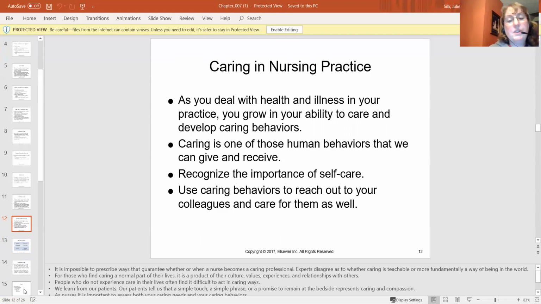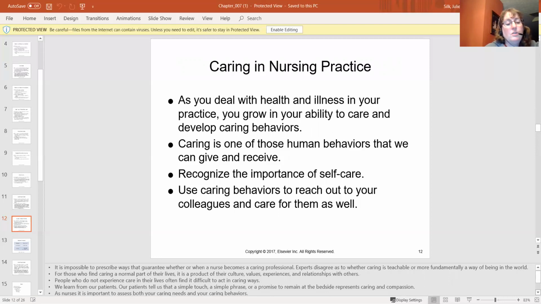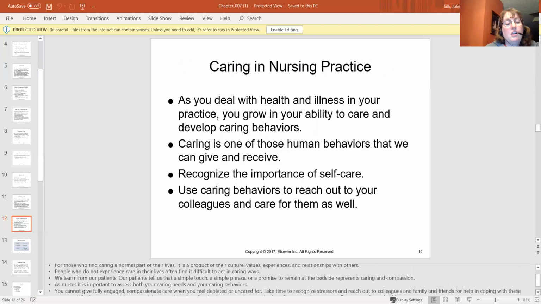Recognize the importance of self-care. Use caring behaviors to reach out to your colleagues and care for them as well. So we learn from our patients. Our patients tell us that a simple touch, a simple phrase, or a promise to remain at the bedside represents caring and compassion. As nurses, it's important to assess both your caring needs and your caring behaviors.